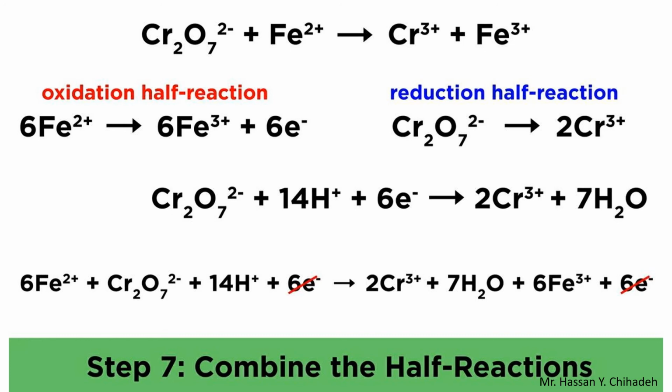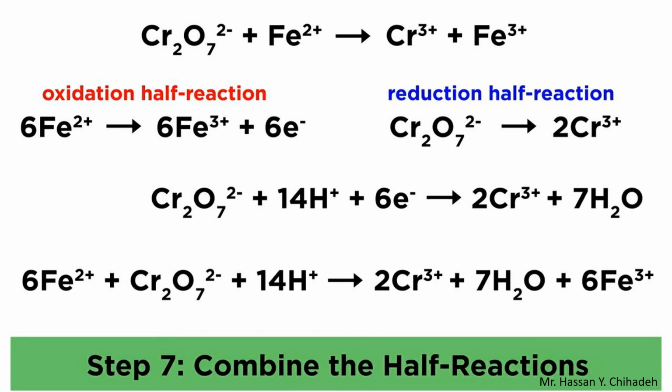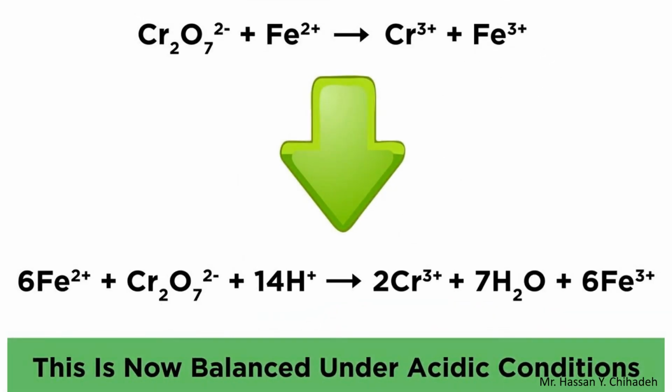After that, the reaction becomes 6Fe2+ + Cr2O7 2- + 14H+ to give 2Cr3+ + 7H2O + 6Fe3+. Now, the equation of the redox reaction becomes balanced under acidic medium. And this is indicated by the presence of H+ in the reactant side.